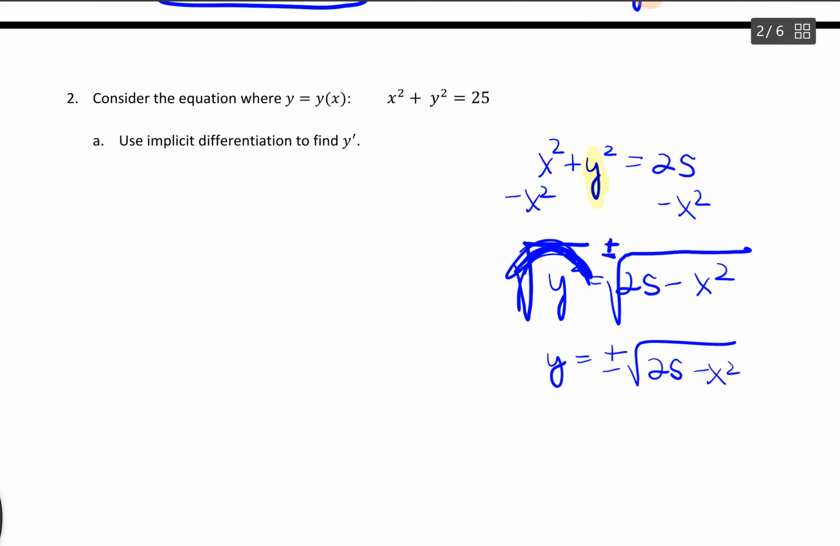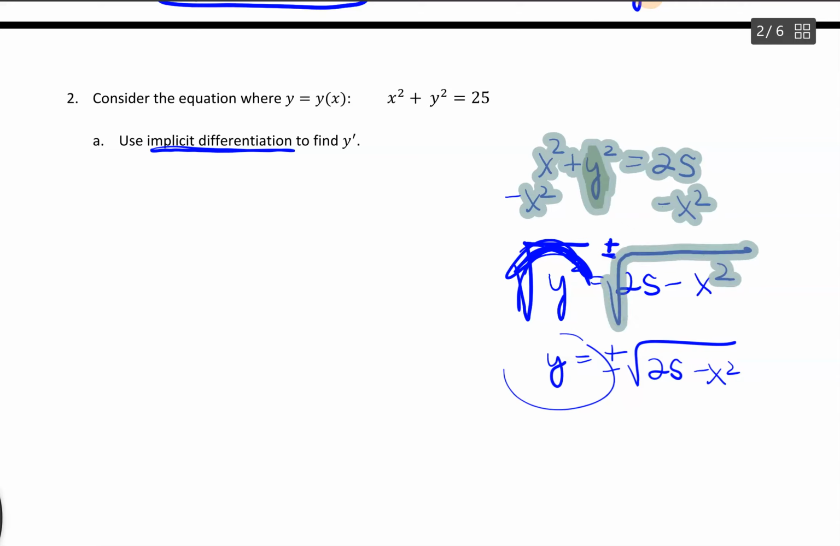So we can't find this derivative explicitly by getting the y alone first. We have to do it implicitly. Plus, you were told to do implicit, right? So you don't have a choice. If you're told to do implicit, you got to do implicit. That was just a little reminder from algebra there about the square root principle.